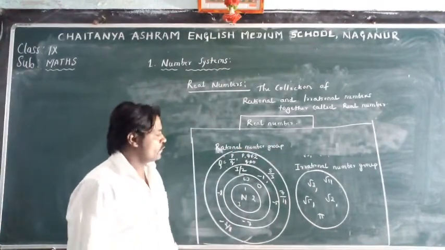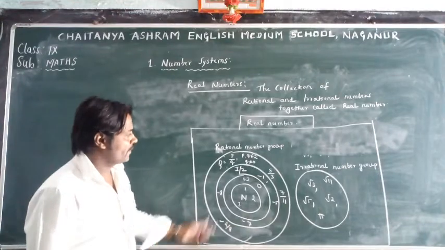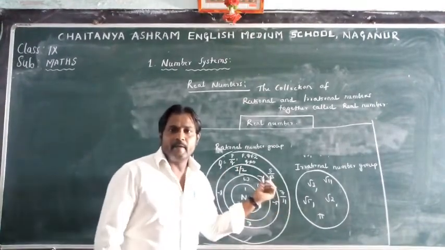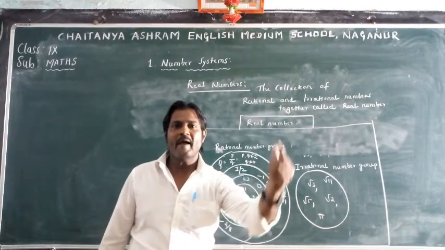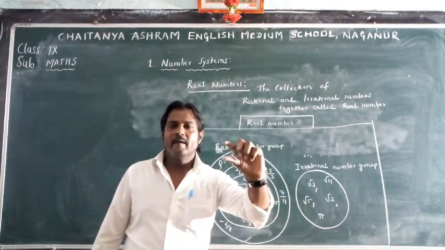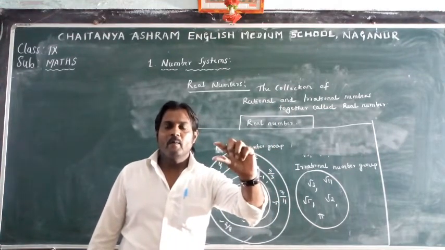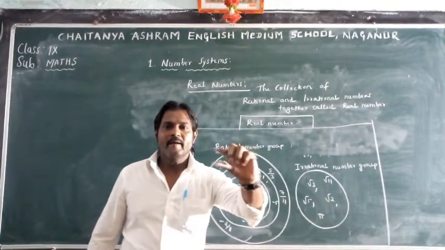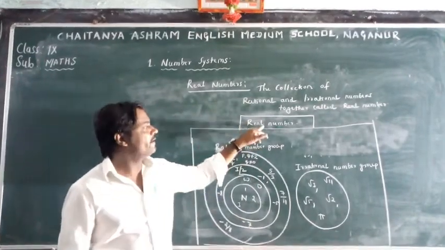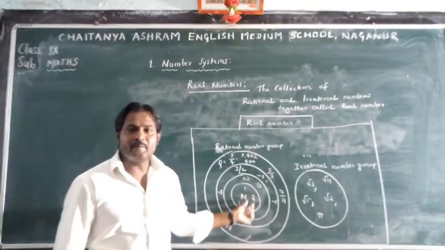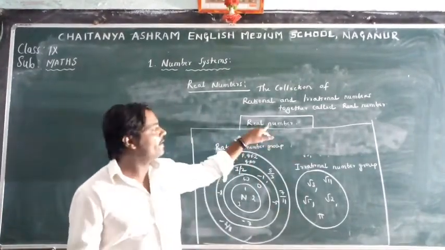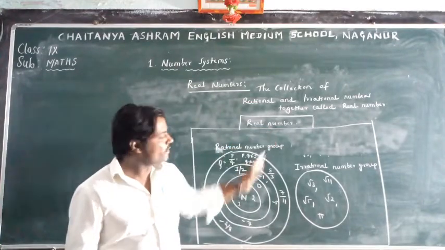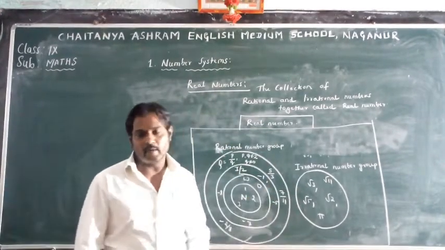Understood? So dear children, just tell me, if I pick any one number from this bag, I got a number, what do we call that number? That number we call a real number. If I pick -2, that -2 is a real number. Understood? These are all real numbers.